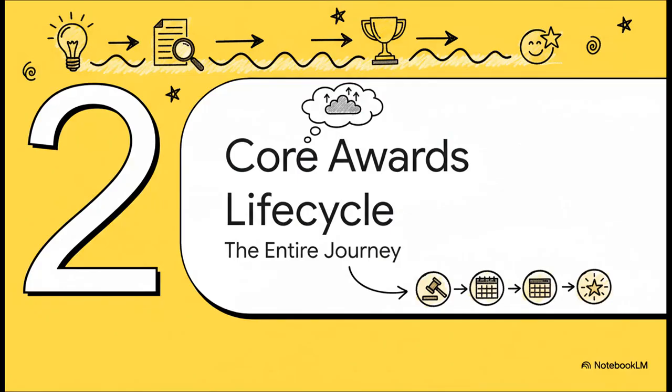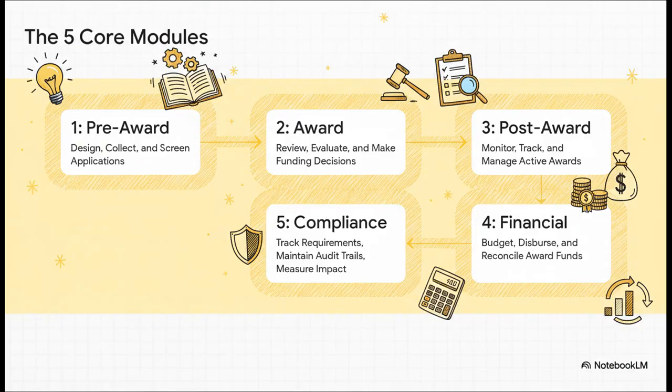So how does it solve this problem? Well, it starts with a core platform designed to manage the entire awards journey, all in one place. From the very beginning, when a program is just an idea, all the way to the final report on its impact. Let's see how that's put together. The whole thing is really structured around 5 core modules that cover that complete life cycle. It kicks off with pre-award, then moves into the award phase itself, then comes post-award management, then you have the financial piece, and finally, it's all wrapped up with compliance and reporting. Let's take a quick look at what each one actually does.